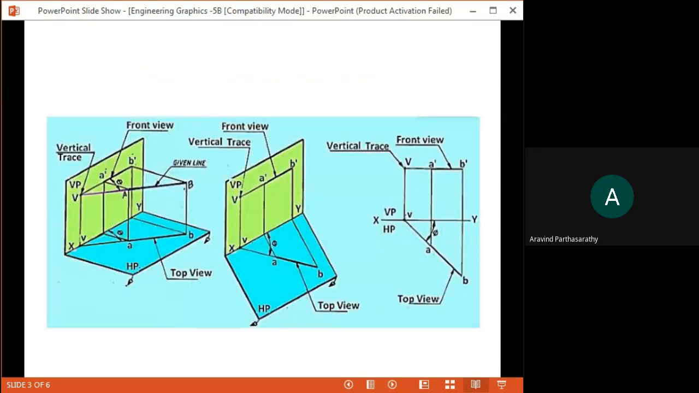You can see in the first figure, there is a figure for the vertical trace. There are two planes. The first one is the HP, in blue color, the horizontal plane, and the green color shows the vertical plane.